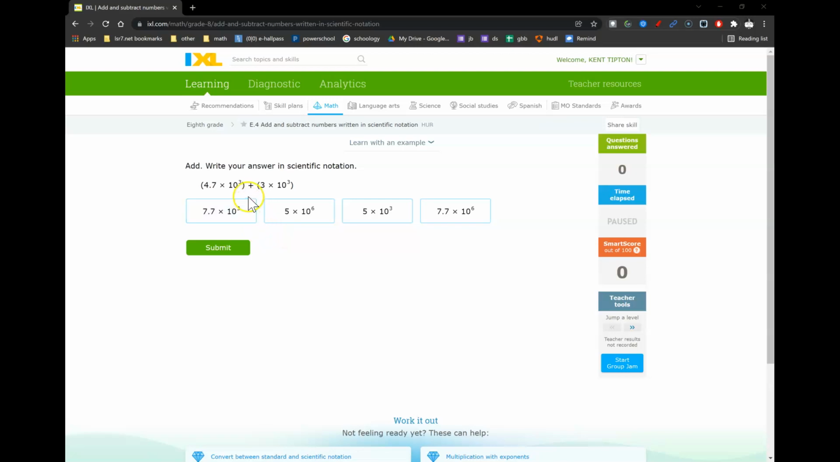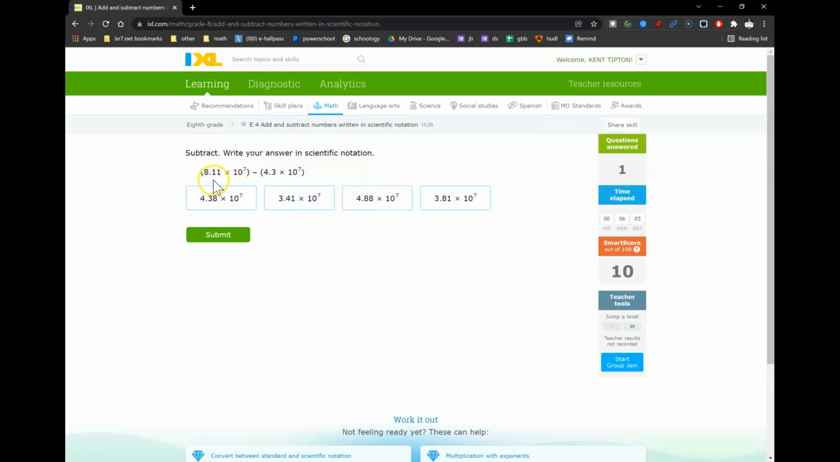You can add numbers in scientific notation when both of the exponent parts are the same. So you see in this one we've got 4.7 times 10 to the third plus 3 times 10 to the third. They are both 10 to the thirds, so we can combine them, okay? 4.7 plus 3 is 7.7, and the 10 to the third is going to stay the same. We are not adding those 3's. Your exponent stays the same when you add those.